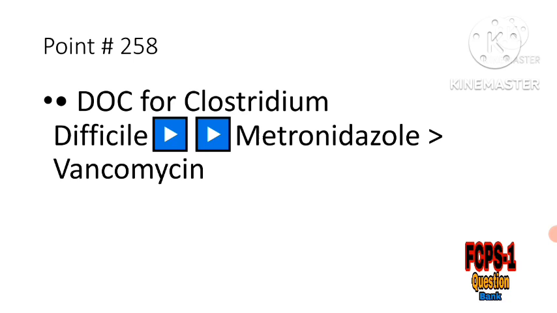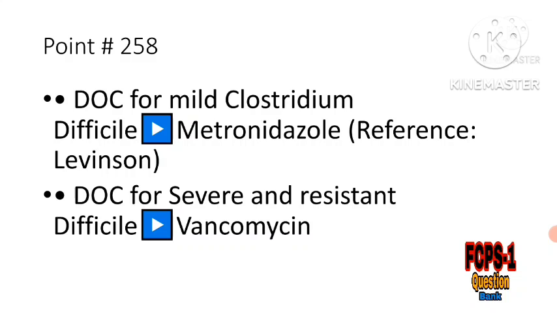And drug of choice for the mild Clostridium difficile is metronidazole. And drug of choice for the severe and resistant Clostridium difficile is vancomycin. Remember, vancomycin is a drug of choice for the severe and resistant Clostridium difficile. So for mild infection, choose metronidazole, and for severe and resistant infection, always choose vancomycin.